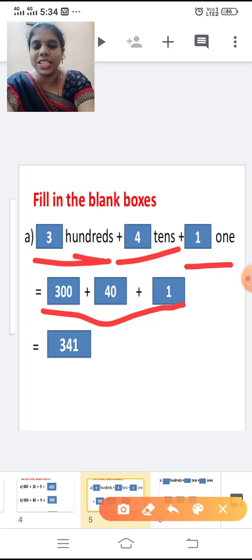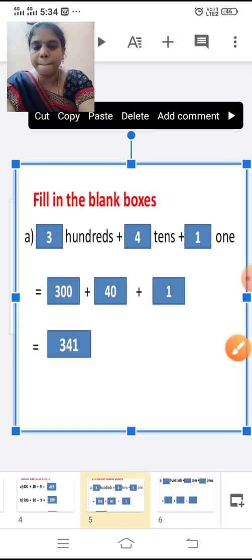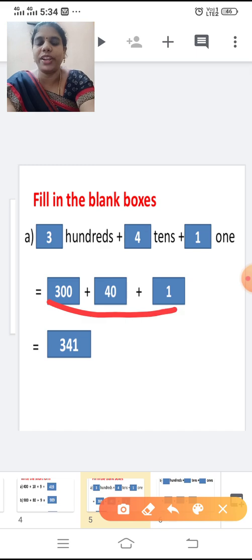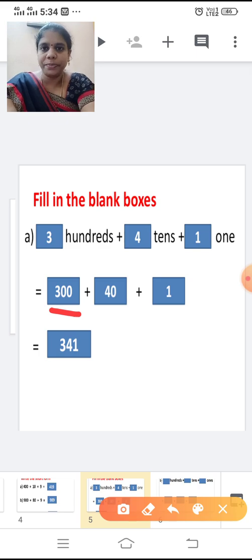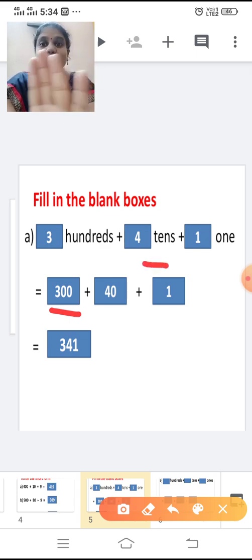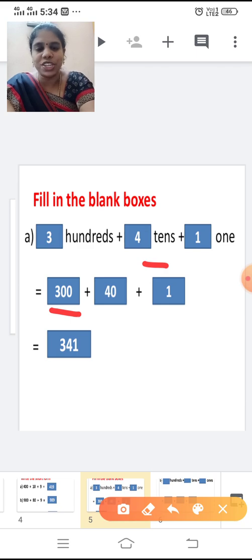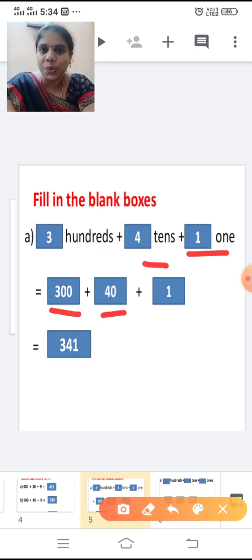Now we are going to fill this in, and the second line as well. How many hundreds are there? 300. How will you write 300? 3 into 100, 300, right? So write 300 here. 3 is in the hundreds place. Plus, how many tens? 4 tens. 4 into 10, 40. So write 40 plus. How many ones do you have? Only 1. 1 into 1, 1. So 300 plus 40 plus 1.